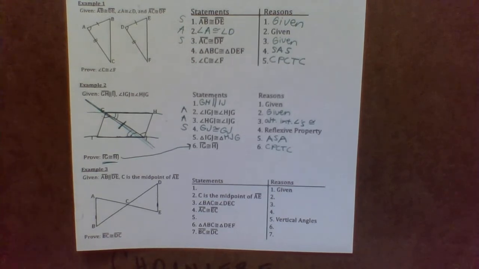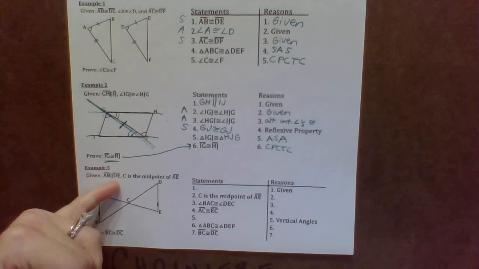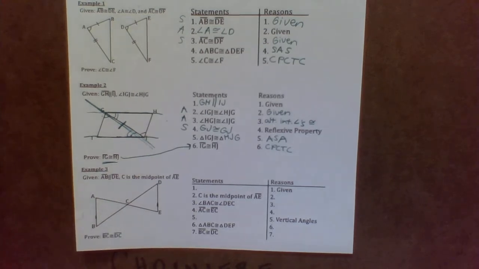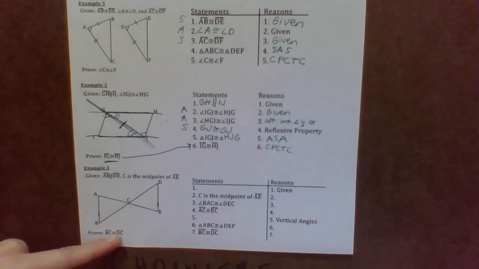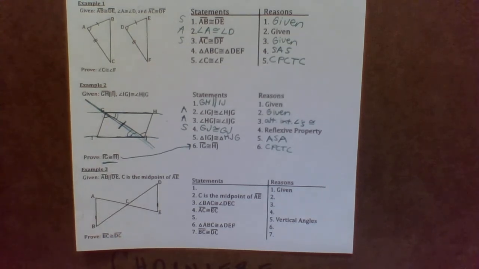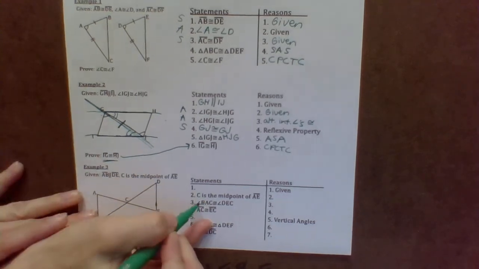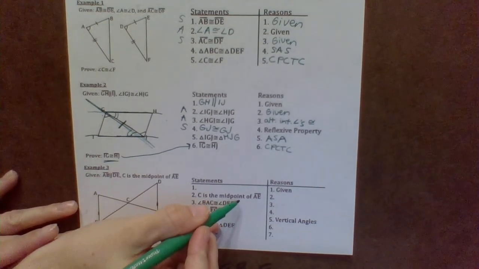For example 3, it says, given segment AB is parallel to segment DE and C is the midpoint of segment AE, prove segment BC is congruent to segment DC. So we're going to start every proof with given information. They already used C as the midpoint of AE, so I'm going to go ahead and write that that's given.